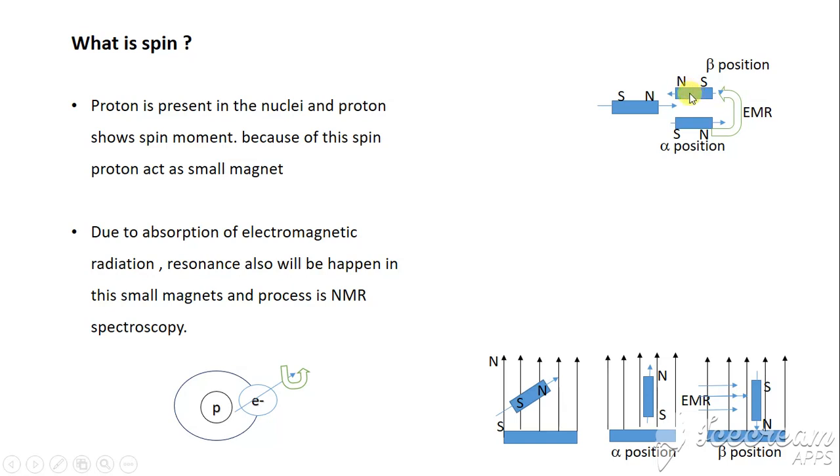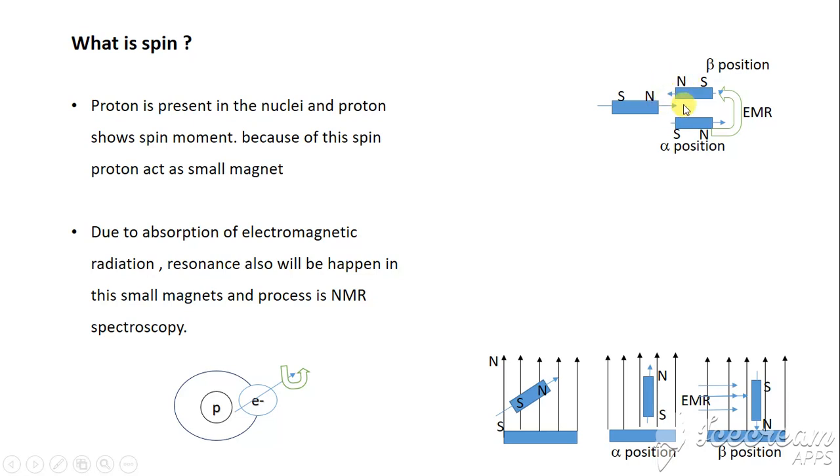This magnet has two poles: the south pole and the north pole. A magnet has a property: the same poles repel each other and different poles attract each other. In this figure, here is a north pole, the large magnet pole, and here is the small proton magnet north pole. So both repel each other, because both have the same polarity.